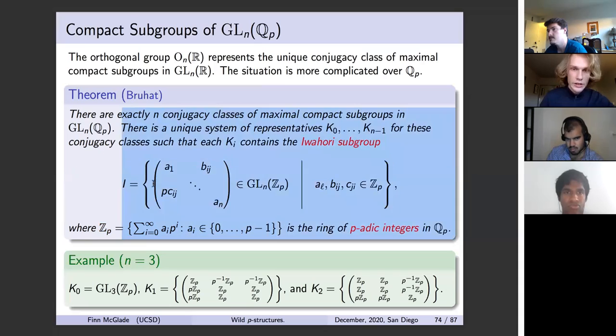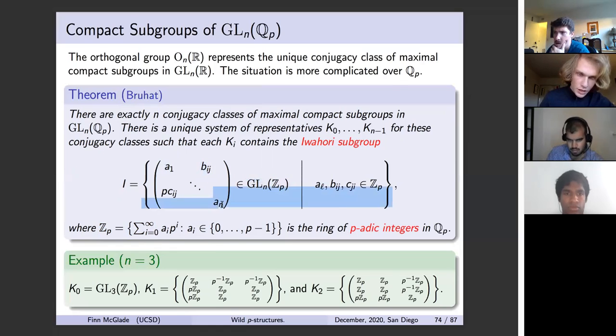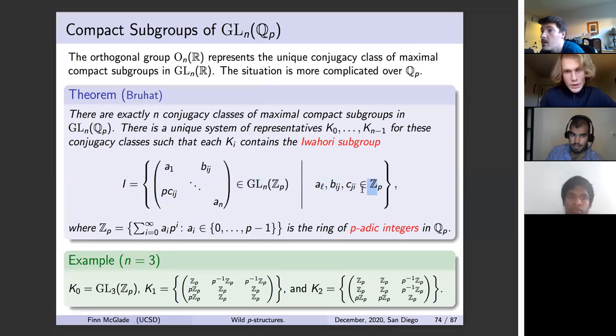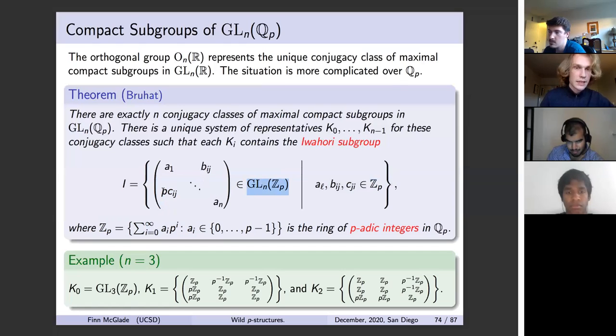So what is the Iwahori? Well, this thing is going to be a subgroup of GL_n(Z_p), and it's going to be the subgroup of matrices which are of this form. So on the upper diagonal, you have just any elements in Z_p. And then on the lower diagonal, you have things in pZ_p, so elements of Z_p which are divisible by p. If you like, these are p-adic integers where the power series starts with i equals 1. So you're talking about the subgroup of GL_n(Z_p) of matrices which look like this and whose inverse also looks like this. This is the Iwahori subgroup.